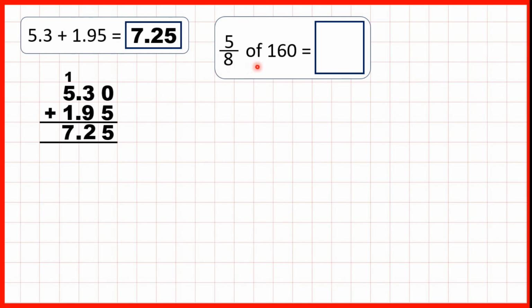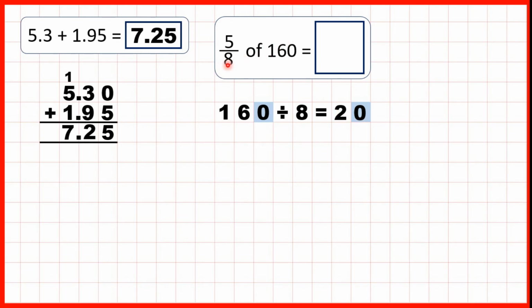Find 5/8 of 160. So to find a fraction of a number, we divide by the denominator, then times by the top. So we need to start with 160 divided by the denominator, so divided by 8. 160 divided by 8 is 20, and we can do this mentally because we know that 16 divided by 8 is 2, because 2 times 8 is 16, but then if we have one zero in the dividend, we need one zero in the quotient.